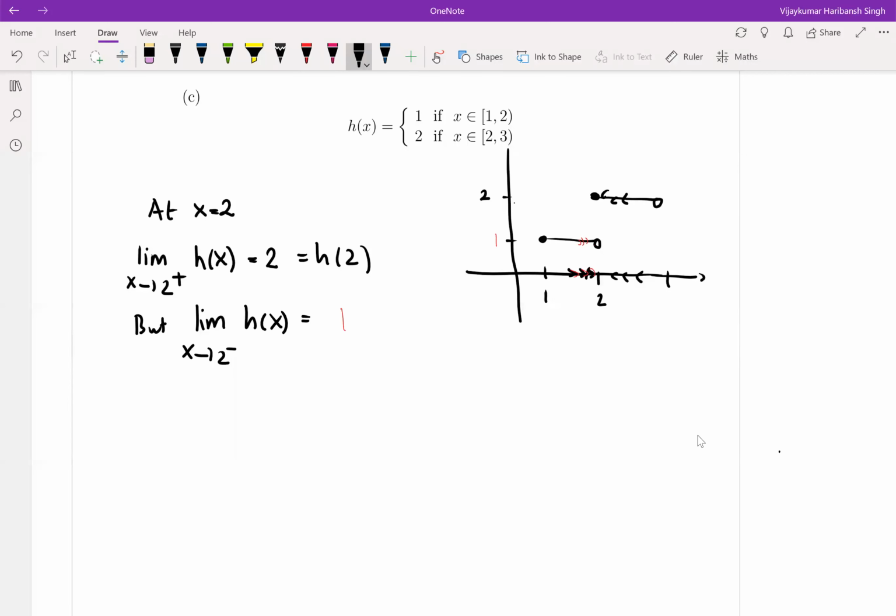So since the left-hand limit and right-hand limit are not equal, we get what? The limit as x goes to 2 of h of x does not exist, because the left-hand limit and the right-hand limit are not equal. Such a discontinuity is called, the function took a jump here. So this kind of thing is called jump discontinuity.